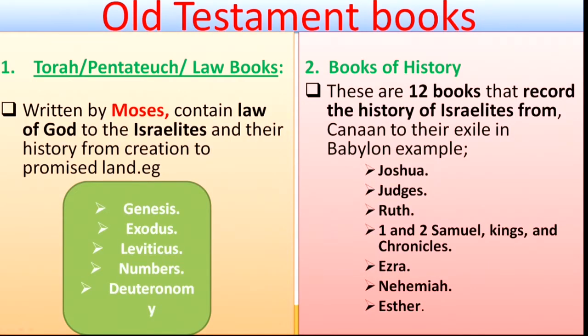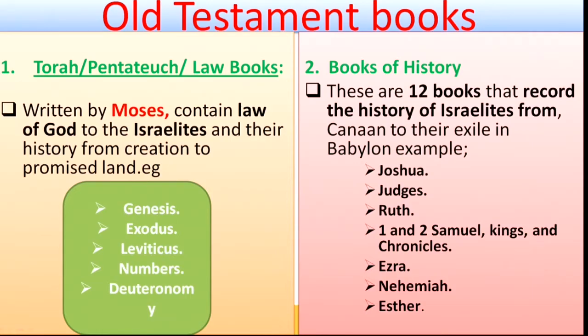The Old Testament is broadly divided into 4. The first major category of the Old Testament, we have the Pentateuch, which is also known as the Torah or the Law Book. The books were written by Moses, and therefore we can also call them the books of Moses, because the author is Moses. It contains the law of God to the Israelites and their history from the creation to the promised land.